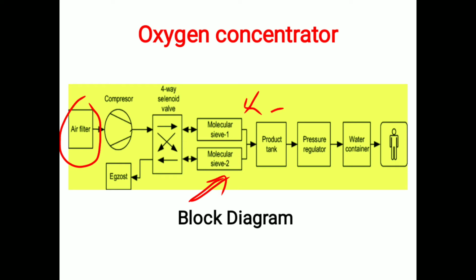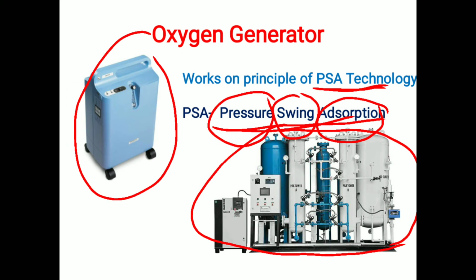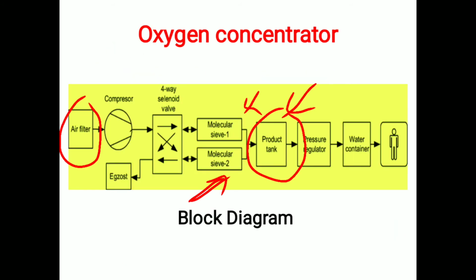Okay, and this is the product tank. The product tank is nothing but an oxygen tank. Oxygen which is generated inside this molecular sieve gets stored inside this product tank. Okay, and then this is the pressure regulator. You can see here the pressure regulator. It is used for regulating the pressure, that means for controlling the pressure of oxygen.